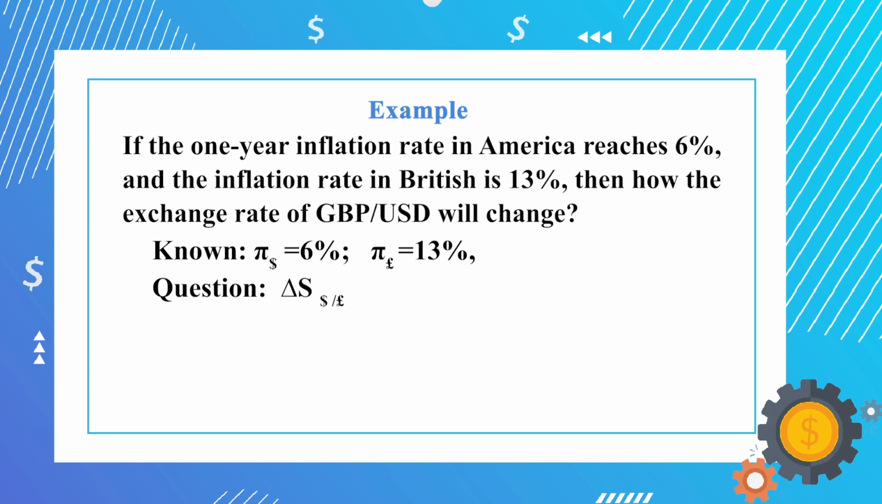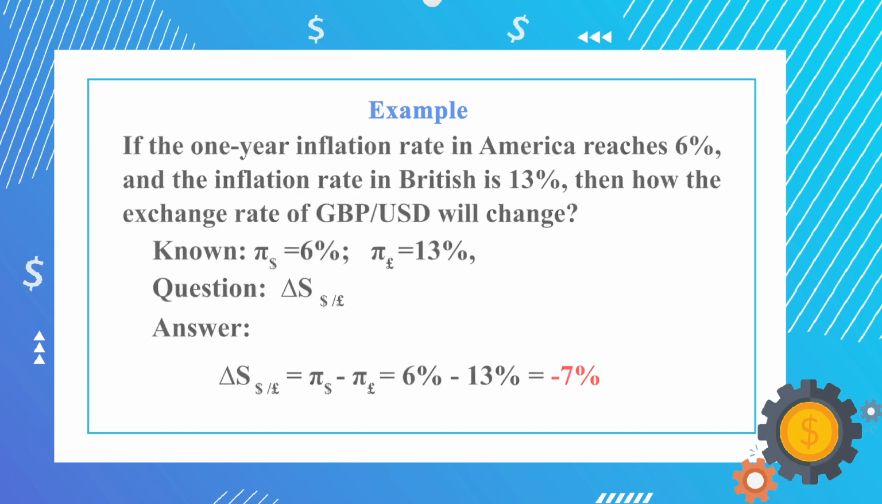The question asks us to calculate delta S, dollar exchange for pound. The answer: delta S, dollar exchange for pound, should equal pi_US dollar minus pi_pound, equals 6% minus 13%, equals negative 7%. The meaning of the result is that the pound will depreciate by 7% with respect to the dollar.